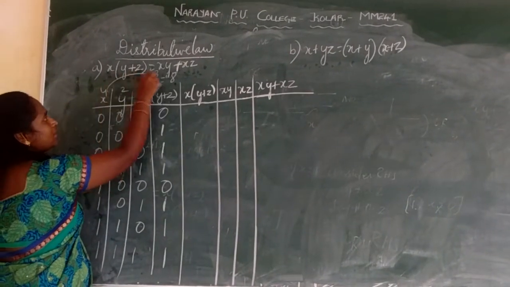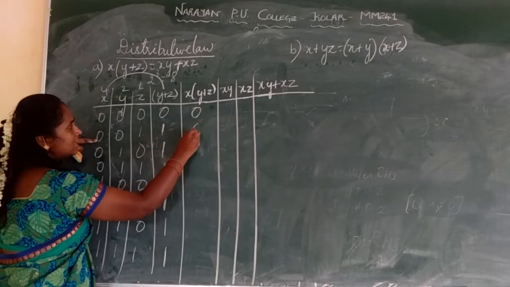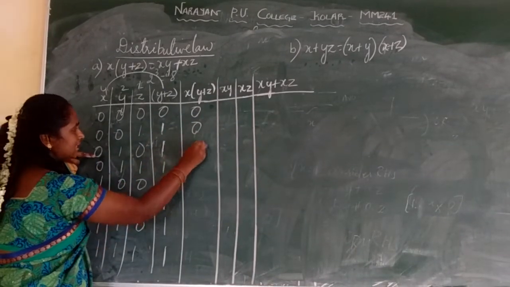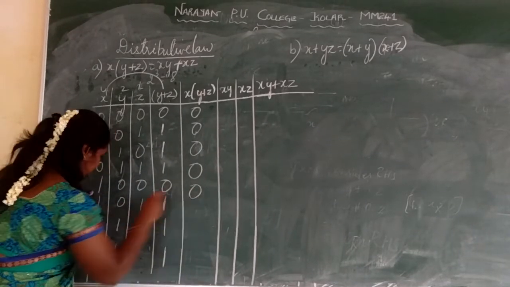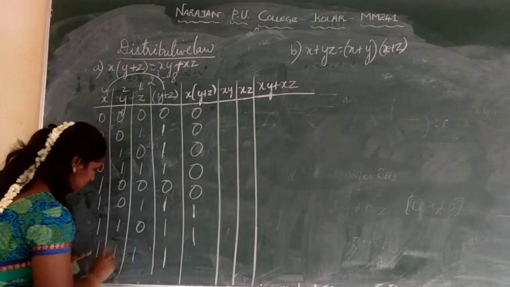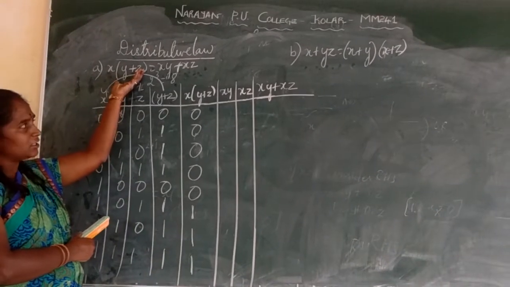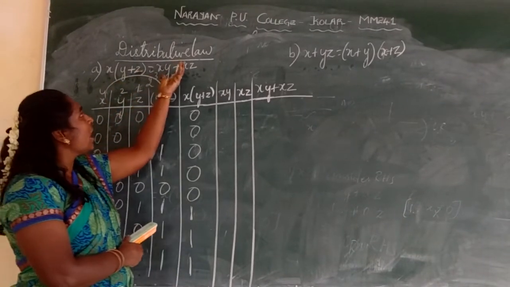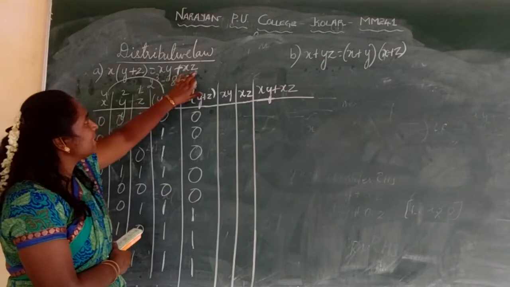These two: 0 into 0 is 0, 0 into 1 is 0, 0 into 1 is 0, 0 into 1 is 0, 1 into 0 is 0, 1 into 1 is 1, 1 into 1 is 1, 1 into 1 is 1. So, the LHS part is over. Now we go for the RHS part. The RHS is xy plus xz.